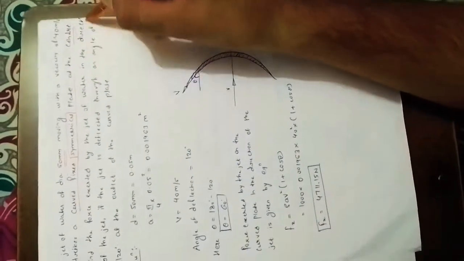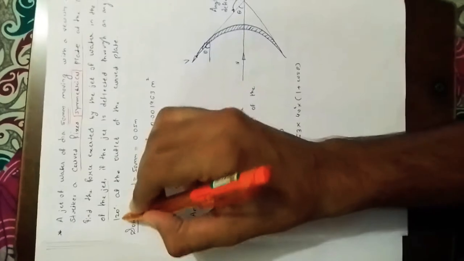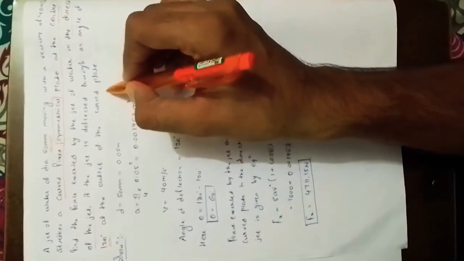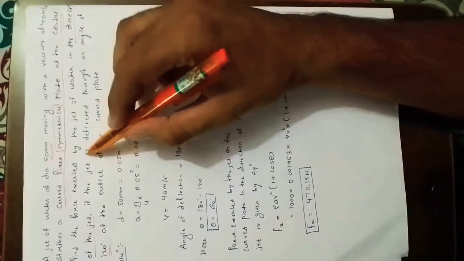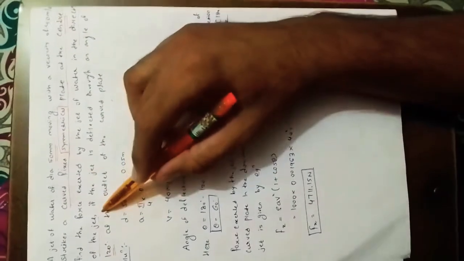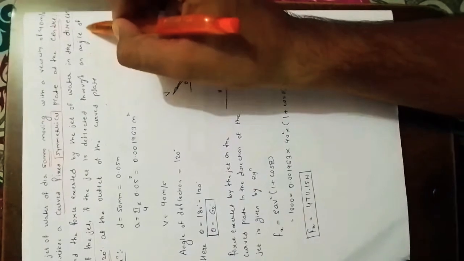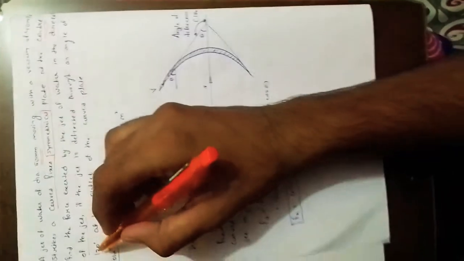Find the force exerted by the jet of water in the direction of the jet, if the jet is deflected through an angle of 120 degree at the outlet of the curved plate. They have clearly mentioned that our aim is to find the force exerted by the jet of water in the direction of the jet, and the jet is deflected through an angle of 120 degree, correct?